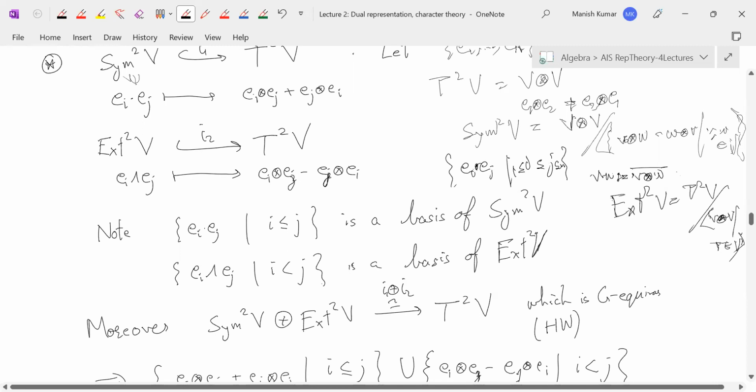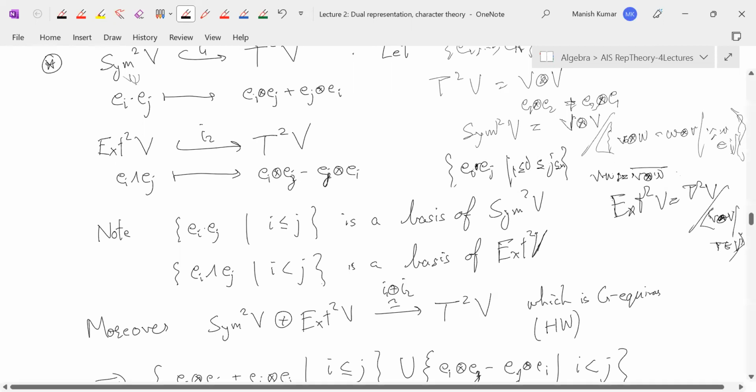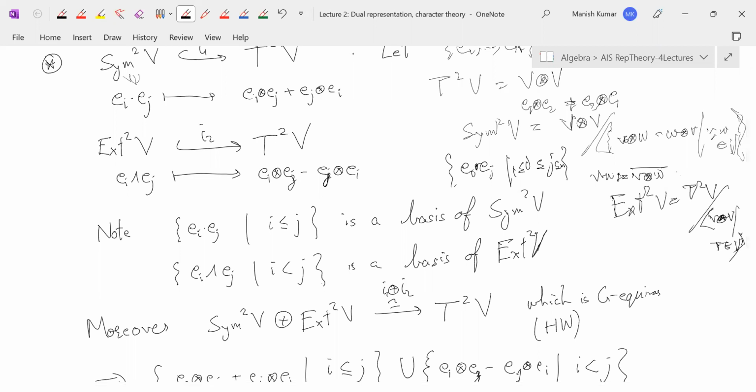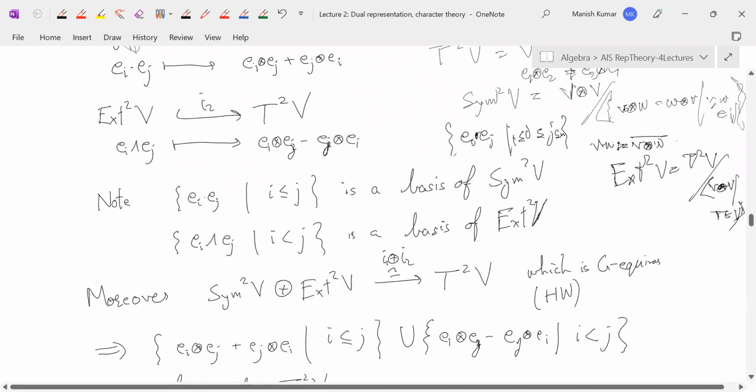And then what it enforces is that e_i wedge e_j is the same as negative of e_j wedge e_i. In symmetric, e_i dot e_j is the same as e_j dot e_i, but in the wedge, it's the negative of it. And again, if you do this map, then one can check that if you compose it with the quotient, it becomes more or less some scalar times the identity. Okay, so Sym2V and X2V you can also think of as subspaces of the tensor product T2V. I've already written e_i dot e_j is a basis of Sym2V, and e_i wedge e_j, i less than j, is a basis of X2V.